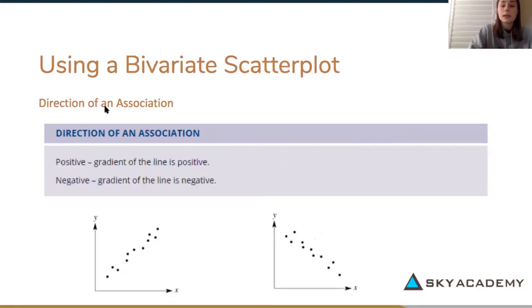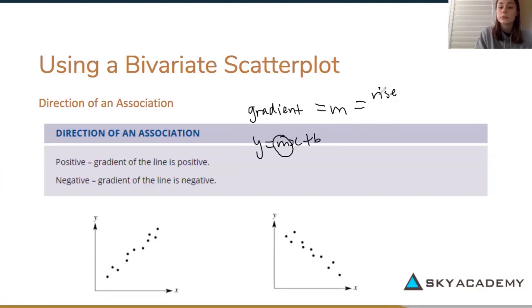We are now looking at the second way to describe a scatter plot, which is the direction. So we can have, once again, two ways. We can have a positive, where the gradient of the line is positive, or we can have a negative, where the gradient of the line is negative. If you remember, our gradient equals m, when in the form y equals mx plus b. This here is the gradient. And you can find the gradient by doing rise over run.